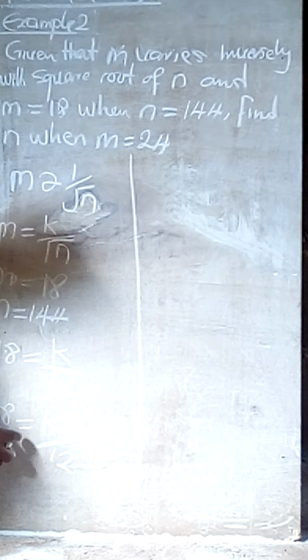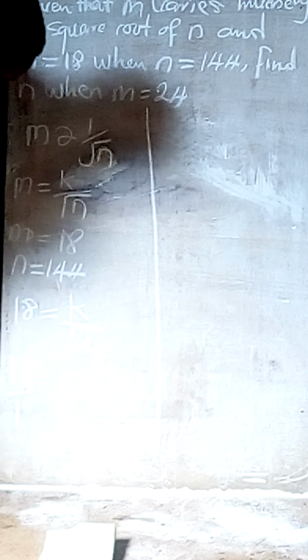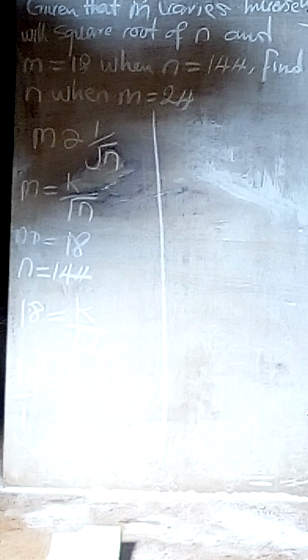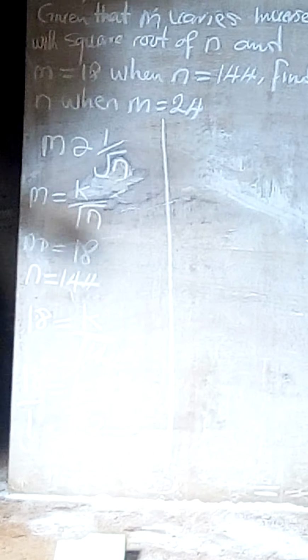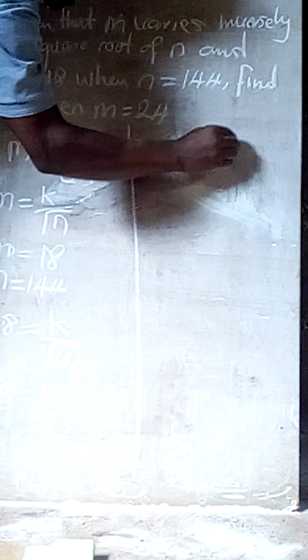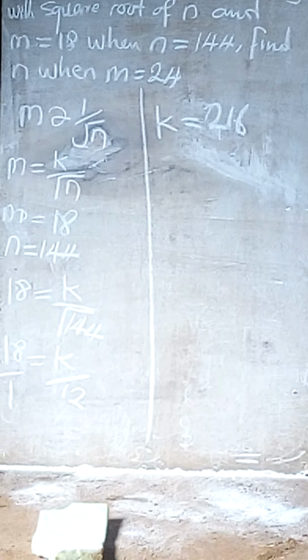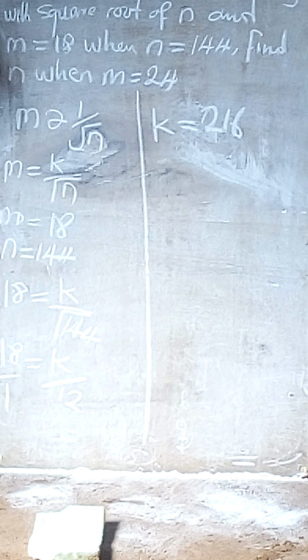Are you there? Whenever you see equals to, that means you have to multiply. We now have 12 times 18, which is 216. Therefore, our K is 216. Are you following now? We have now solved for K, which is the constant.